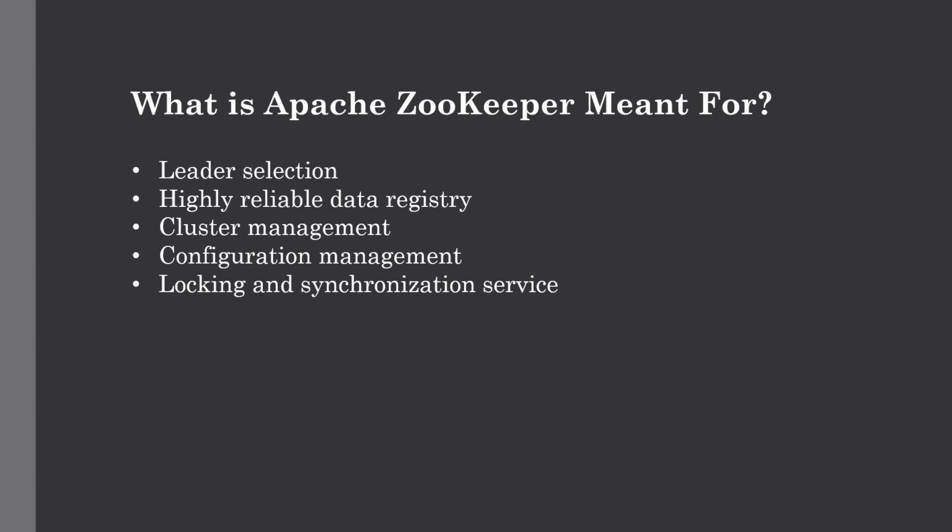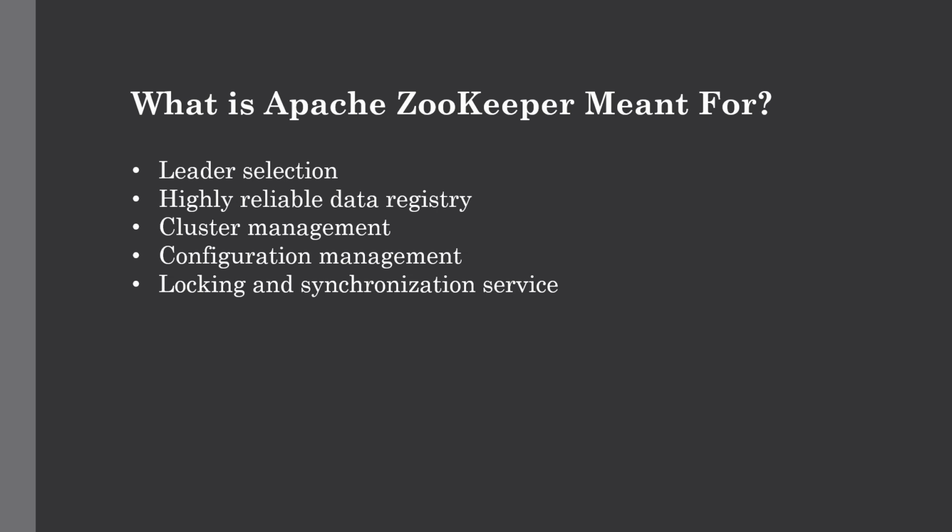The first one is leader selection. It is used for electing a node as a leader for coordination purposes. In our case, it would be the name node. The second one is that it ensures high availability of the data registry. Availability of data is very important when one or a few nodes are down. Zookeeper takes care of that, so it makes your system more reliable. The next one is cluster management. It takes care of nodes joining or leaving a cluster and the node status in real time.